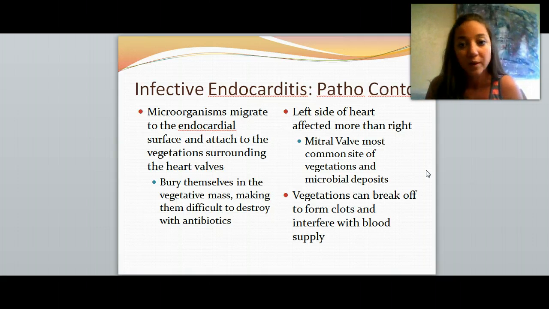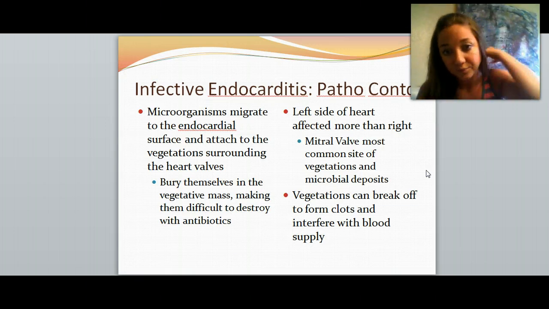If at all possible. Our left side of the heart is usually more affected than the right side, typically because the mitral valve is the one that develops those vegetations more likely. And so typically, your left side is going to be more affected just because that's where your mitral valve is. The vegetations can break off and they form clots that can interfere with your blood supply anywhere, can cause a heart attack, can cause a stroke, can cause a DVT.